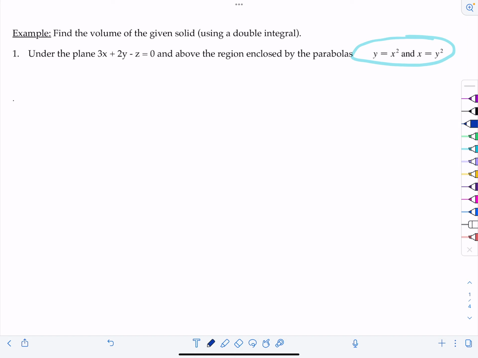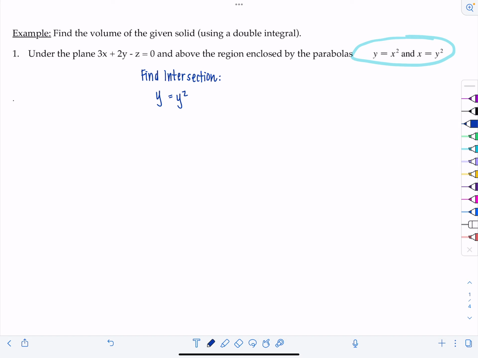I'm just going to graph D in the xy plane. I don't need a 3D graph to set up and compute this volume. So let's go ahead and find the intersection. Okay, y is equal to x squared and x is equal to y squared. So that means y is equal to y squared.